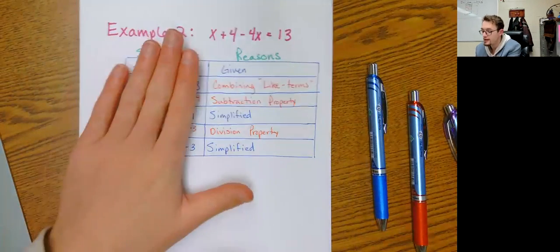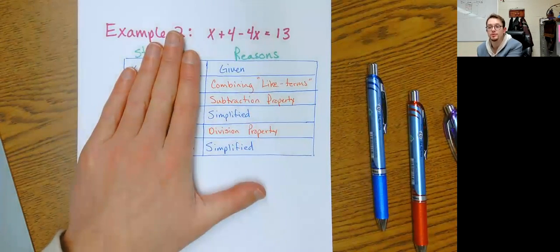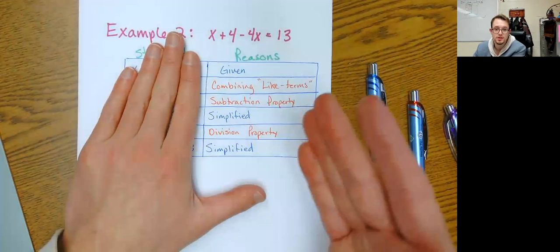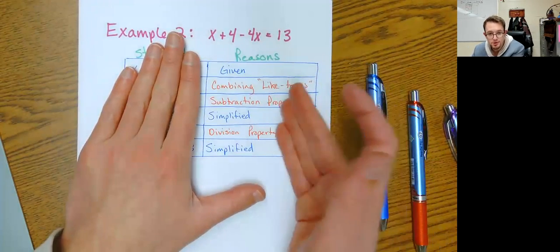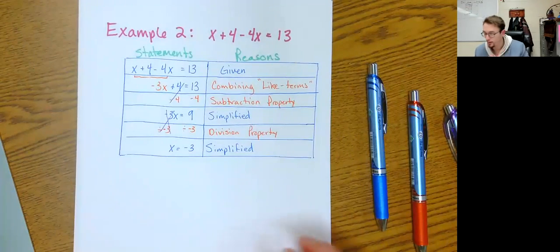Okay, these are all the reasons that you've been able to solve equations. If you've just been solving equations, these are the actual reasons that you've been able to. You've been using properties of equality. You've been combining like terms. You've been doing the subtraction property. You've used the division property, okay? One last example.